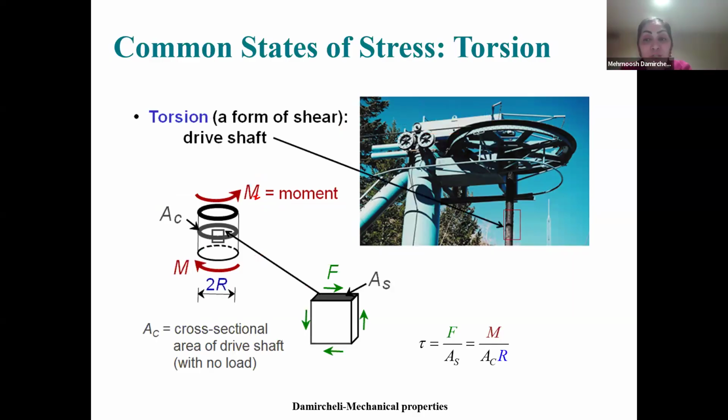Torsion. Torsion happens when material is twisted about an axis. This generates shear stress that we show by tau, and this varies with the radius of the structure. So, as you see here, it is a function of R, yeah? It is a function of the radius of the structure, for example, for a cylindrical shaft or something. Okay?